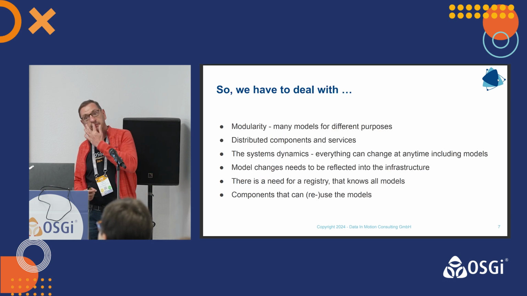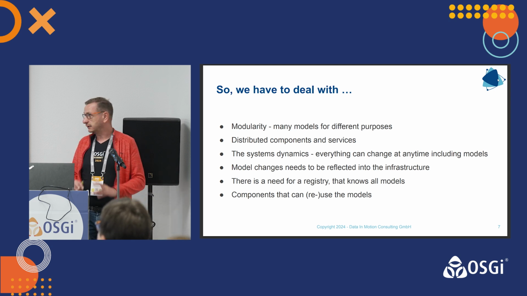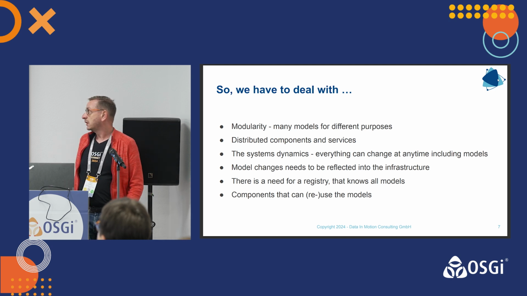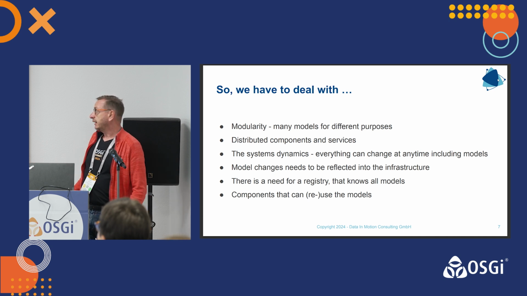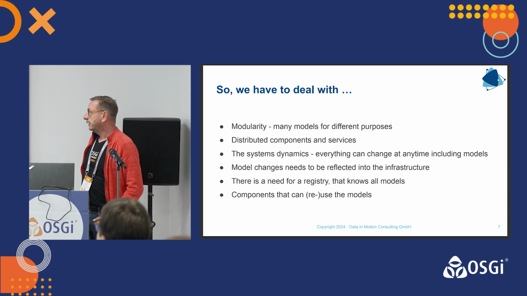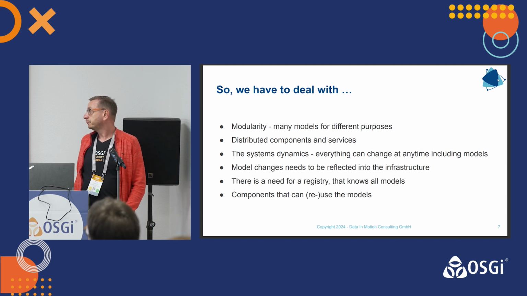That means when we see the whole thing and start modeling in a smart city, we have a lot of models, and so we have to deal with modularity. We have different models with different purposes, and we have some kind of interfaces where these models are connected. And these connections, these links, are well defined.